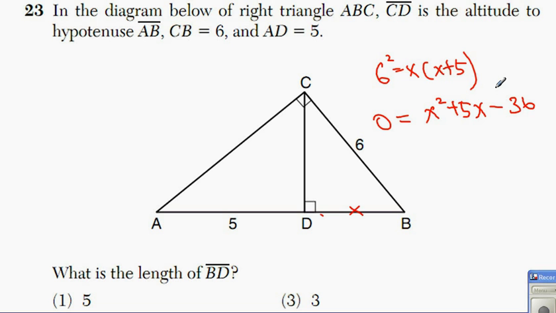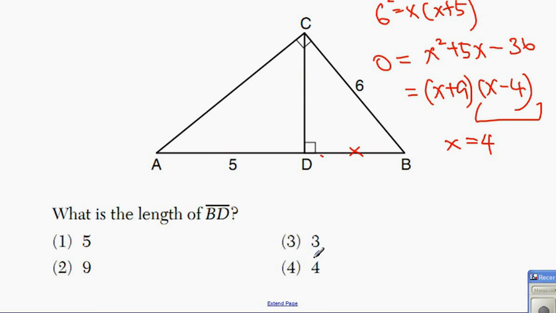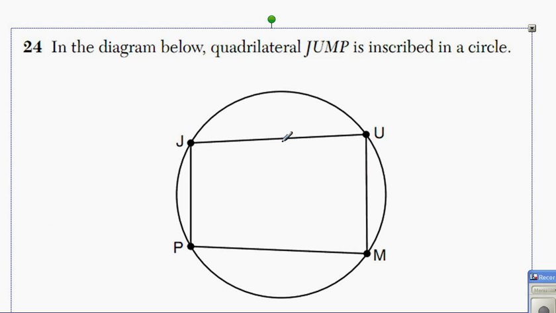How are we going to calculate this one? Two numbers that multiply to 36, but the difference is 5. That means this can be factored into X plus 9 and X minus 4. Now, we know that X cannot be a negative number, but it has to be a positive number, so X has to be equal to 4. That means our answer will be choice 4. Alright, let us move on.